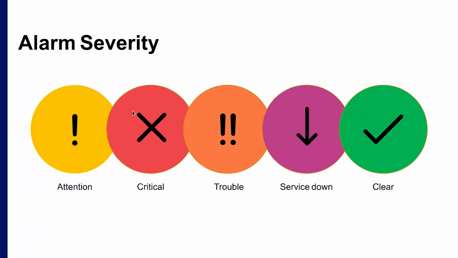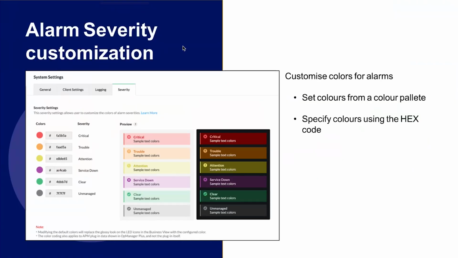By default, each severity level is associated with a specific color. You have yellow for attention, orange for trouble, red for critical, service down is indicated using purple, and green is used to tell you that everything is clear. Now, you can also change these colors in OpManager Plus using a color customization called alarm severity customization. To change the colors, you can go to the product.